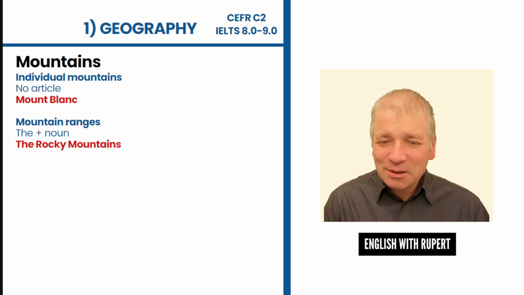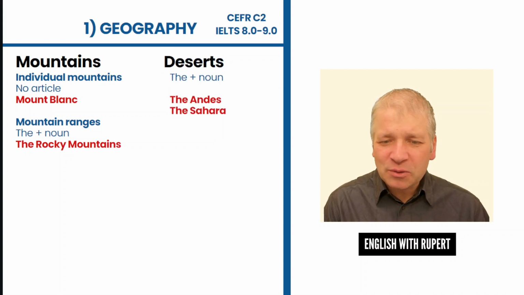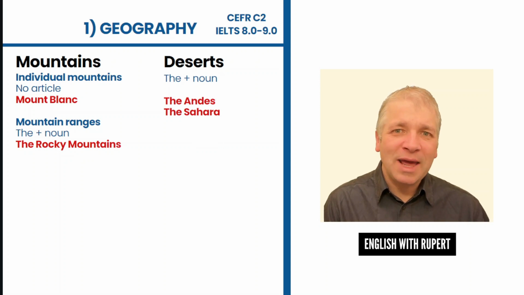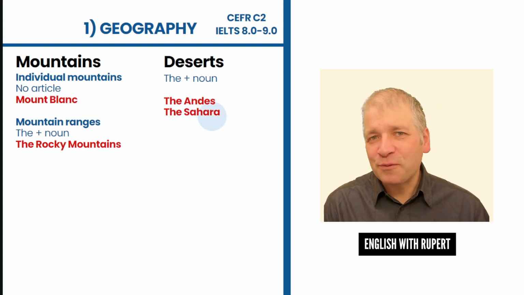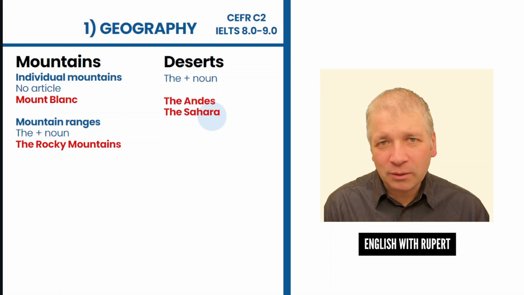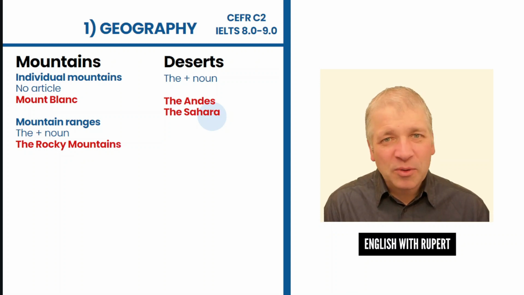Now, deserts also have their own rules, and that is that we use the before the noun. For example, the Andes has a desert in it. The Sahara is one of the most famous deserts in the world. So we always use the before the name of the desert.